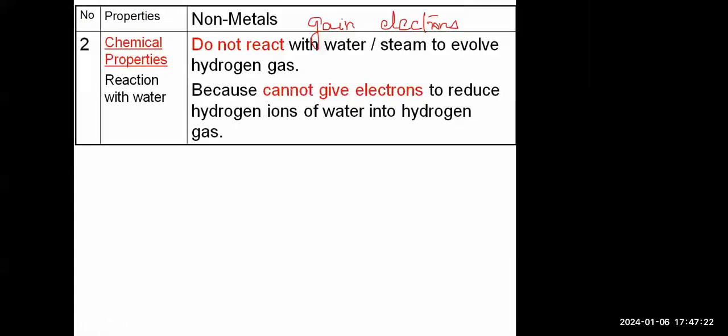So you have to remember the logic. Depending on that logic, non-metals with water. Any idea what they produce when they react with water? Non-metals have a tendency to gain electrons. So they do not react with water. There is no reaction between non-metals and water. If you put some sulfur powder in water, it won't react. It will simply sit in water. Right?